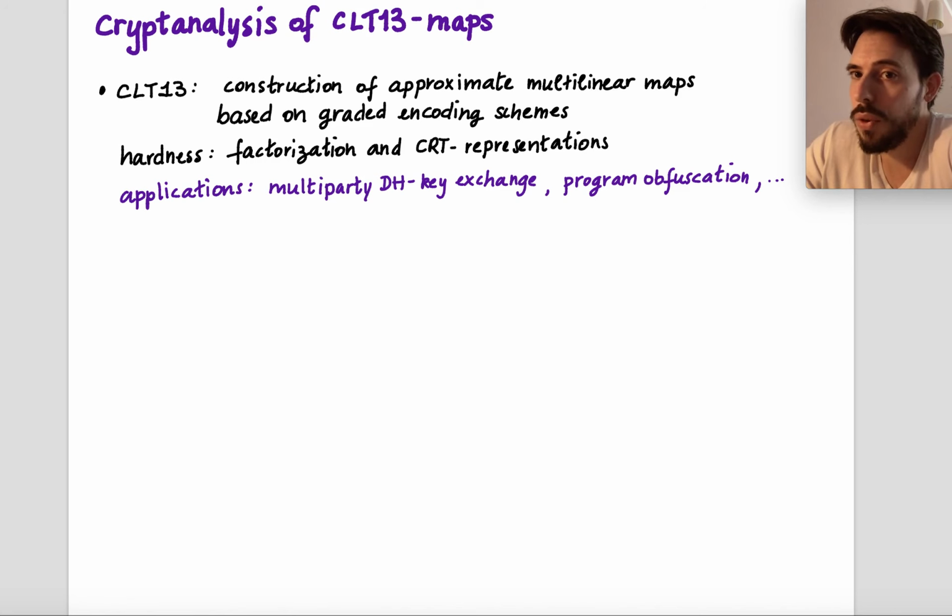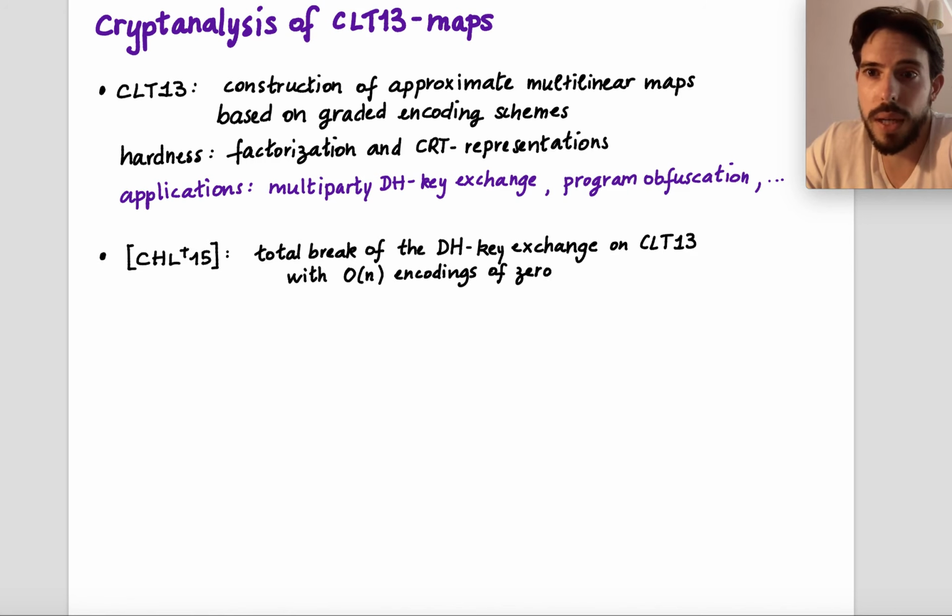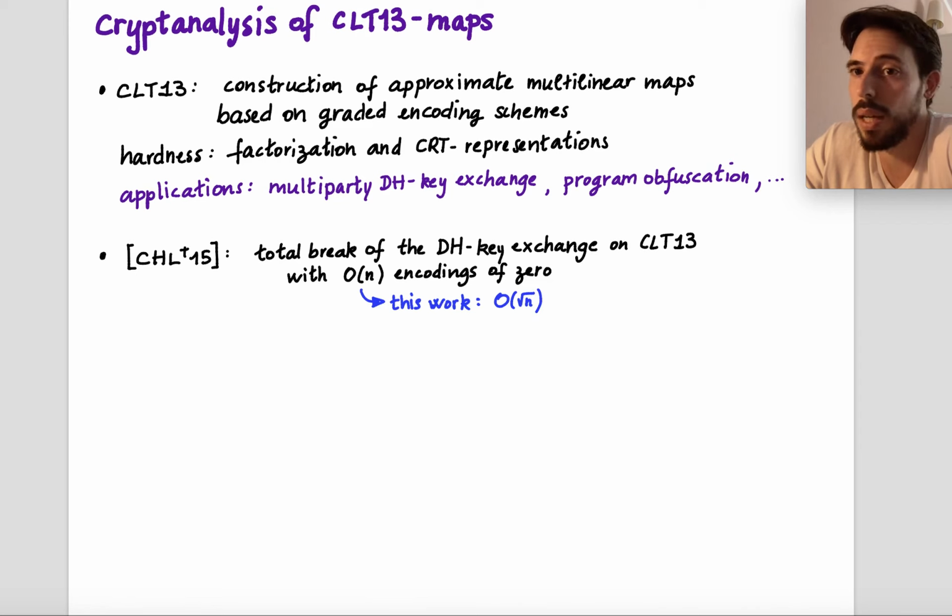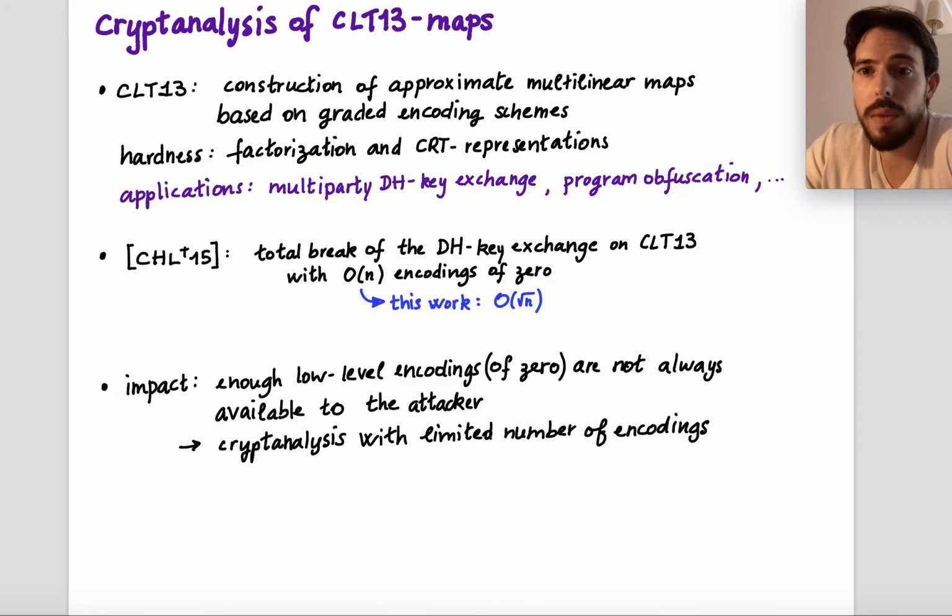Now for CLT13, a total break was already described in 2015 by Jean and his collaborators, and this attack uses a certain number of low-level encodings of 0 to reveal the secret parameters. I denote this number here by big O of n, where lowercase n refers to a certain dimension in which the scheme is embedded. And by the use of our algorithms, we actually managed to bring this bound down to this quadratic improvement, which impacts the cryptanalysis of CLT13 when only a limited number of encodings is available.